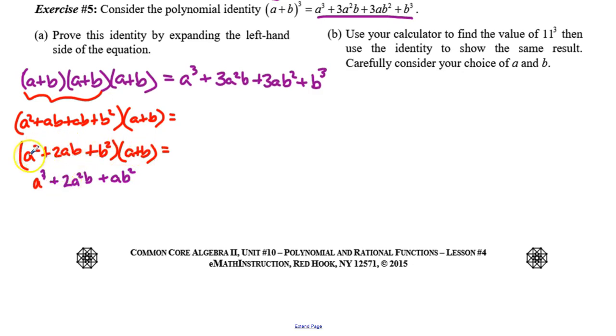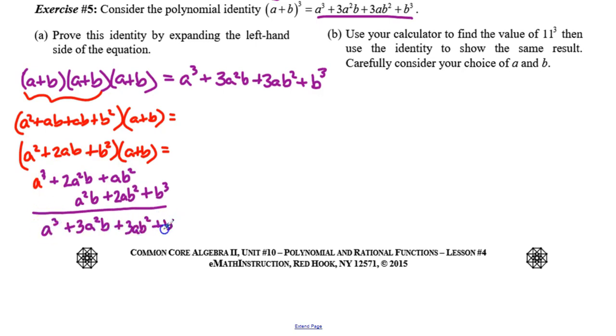So b times a squared is a squared b. So I'll write that underneath here, a squared b. Now b times 2ab is 2ab squared, and b times b squared is b cubed. Okay, so now I can just add these up vertically. And that all is equal to what my right side was. All right, so that checks out.